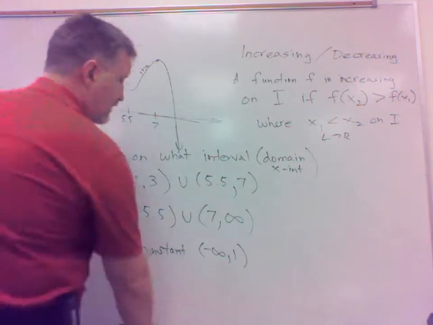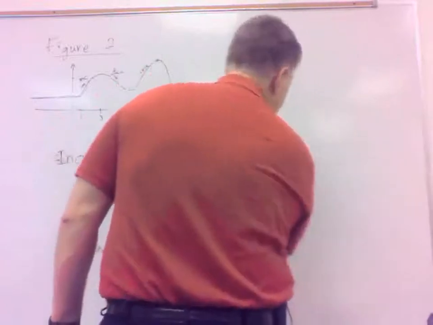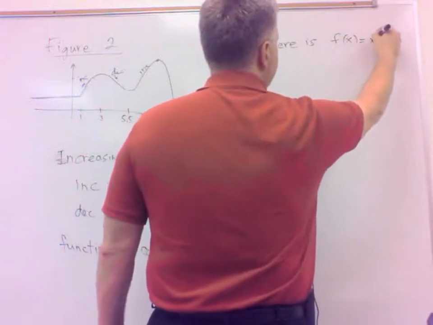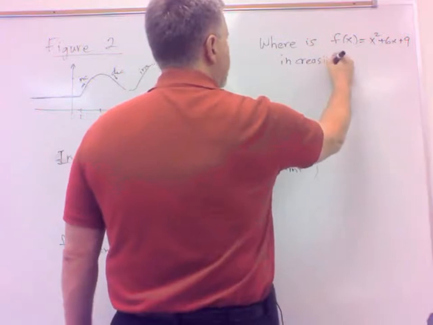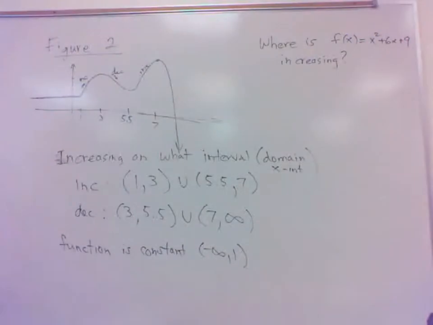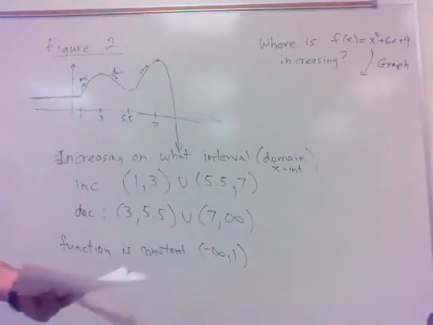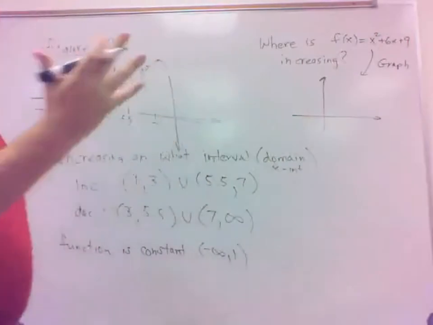All right, so one other thing they might ask then is, where is f of x equals x squared plus 6x plus 9 increasing? How would we figure that out? Since I haven't told you any other way, let's look at the graph, right? Let's graph this thing. And that's where our calculators come in handy. You can graph it by hand if you want to, but what does this thing look like when I graph it? Well, we got another parabola.